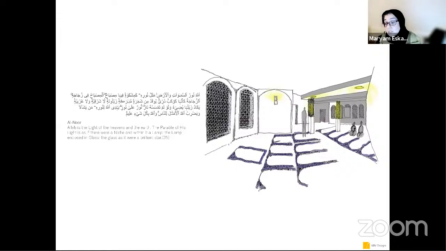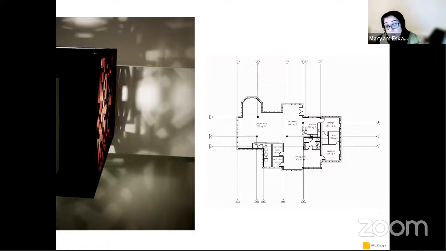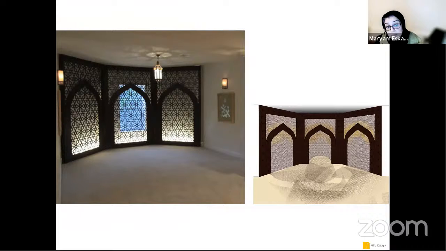And so the existing floor plan was something like this. We created a prayer area, a dining area, a bedroom for an imam to be able to come and stay there, a seating area, perhaps extra space for the women's prayer area, a meditation room, and an invocation room. And we started playing around with the idea of geometry.